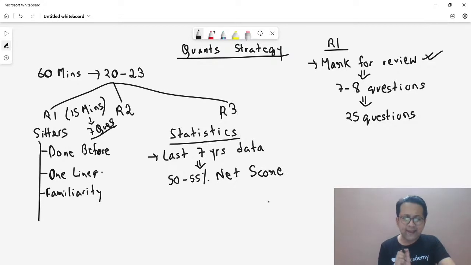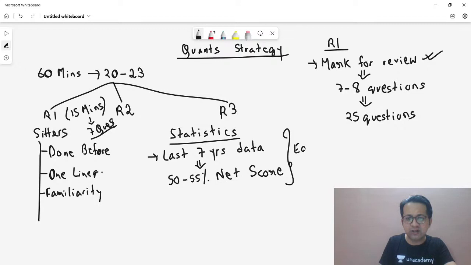When I say 50 to 55%, it's generally on the higher side. LRDI, it's around 45%. Remember, LRDI in recent years have become tough. So even if you can get 45% of the total marks, you are going to crack the exam with a 99 plus percentile. But in quants, the last 2-3 years, the paper is easy. Unlike LRDI, which is getting difficult year after year, quants is actually becoming easier year after year.